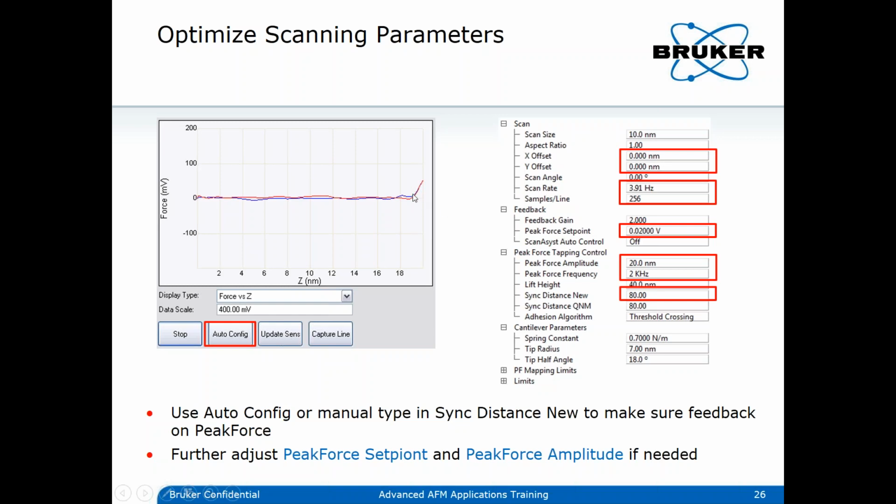blue and the red curve where you have the hard wall contact of the force curve, where you have the approach and retract are on top of each other. Then you know that you have a good sync distance, and then you can start with your experiment. Again, you can still then further adjust your set point again to minimize, and your amplitude to have a very, very small amplitude to give you a better resolution for your measurement.